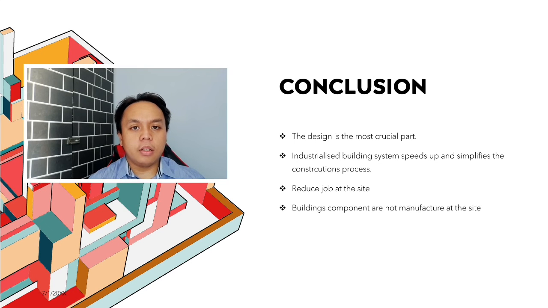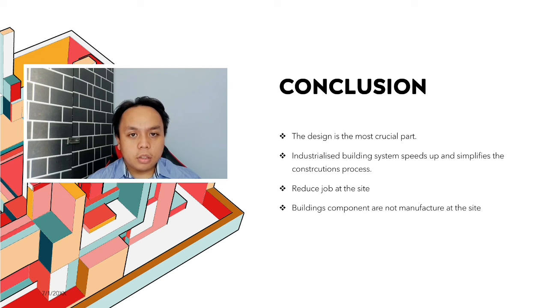Last but not least, the conclusion. The design of the industrial building is the most crucial component. It is because it will have an impact on a lot of other things, including how the building operates. The design of the industrial building must meet the prerequisites for such a structure.